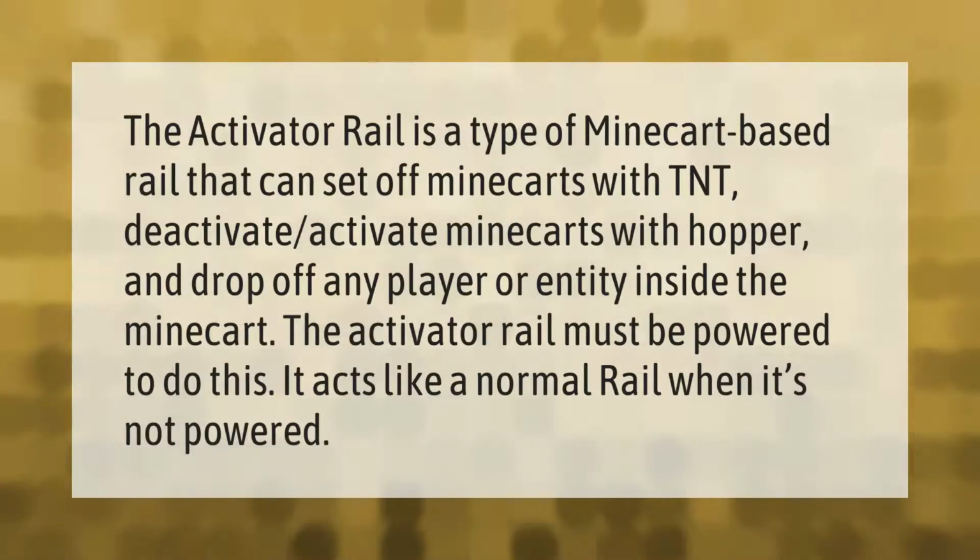The Activator rail is a type of minecart-based rail that can set off minecarts with TNT, deactivate or activate minecarts with hopper, and drop off any player or entity inside the minecart. The Activator rail must be powered to do this. It acts like a normal rail when it's not powered.